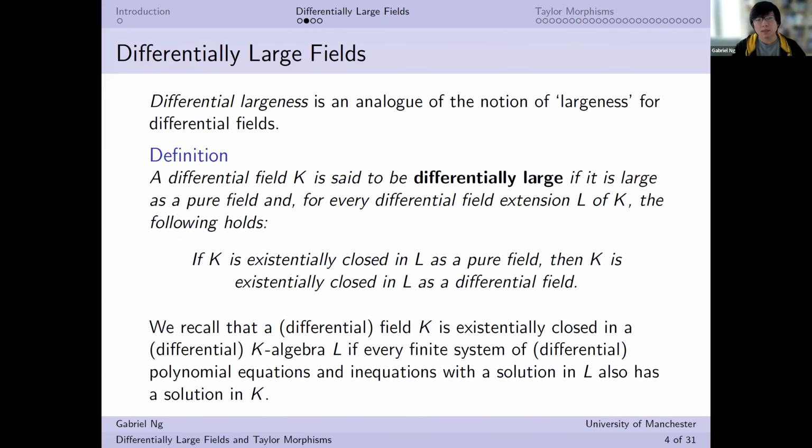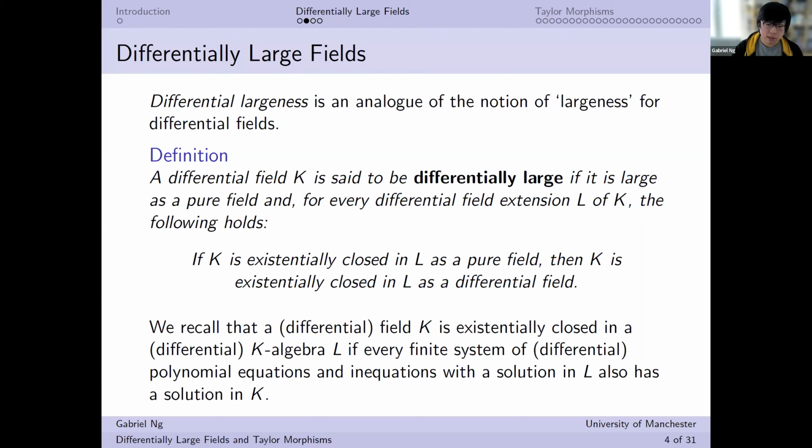And differential largeness is an analog of this in the context of differential algebra. We say that a differential field K is differentially large if it is large as a pure field, meaning if we forget the derivation, the underlying field is large. And for any differential field extension L, if K is existentially closed in L as a pure field, then K is also existentially closed in L as a differential field.